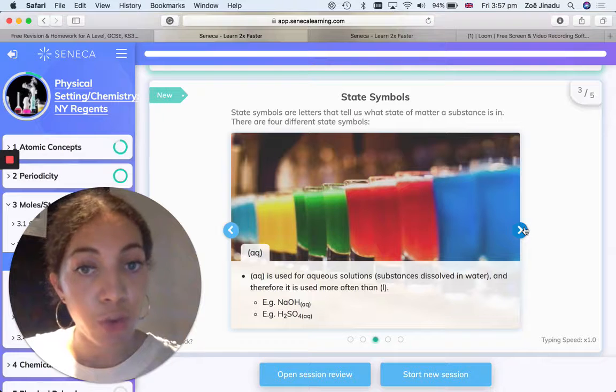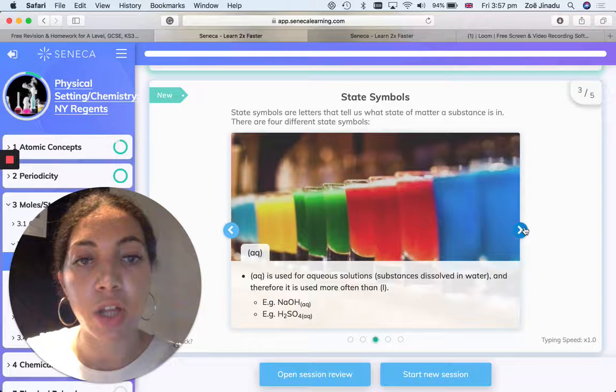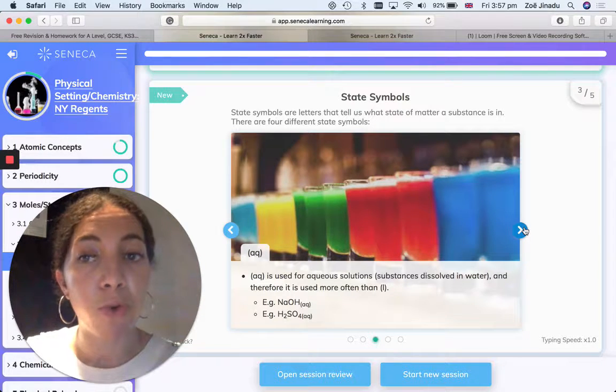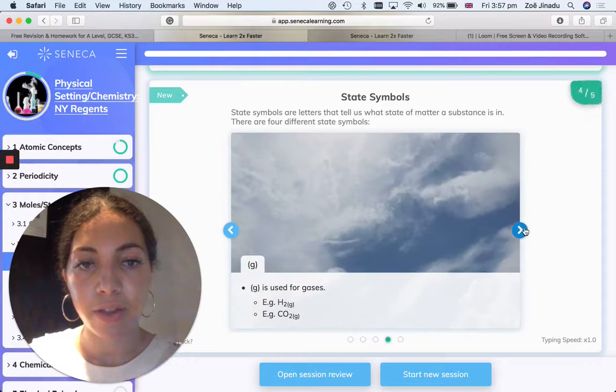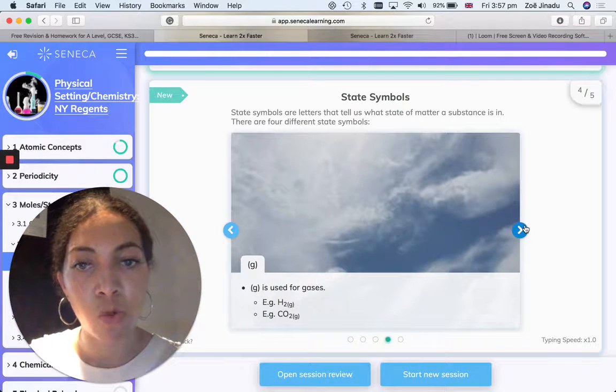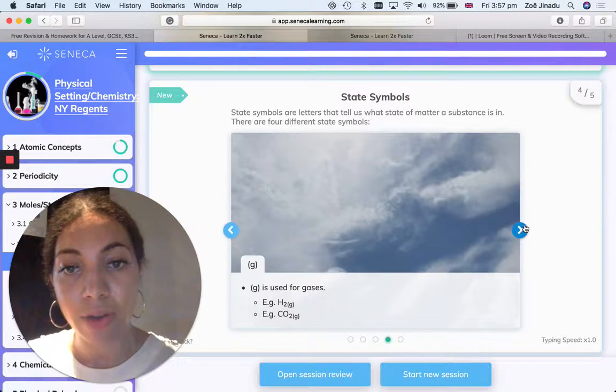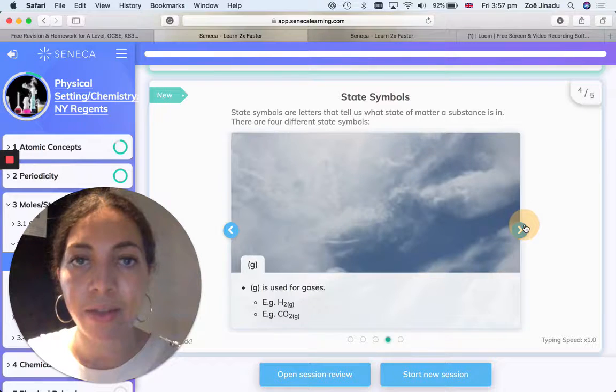Aqueous, aq, is used for aqueous solutions, which is substances dissolved in water, and therefore it is used more often than l, liquid. For example, NaOH aqueous and H2SO4, also aqueous. g, small g, is used for gases, for example, H2 gas and CO2 gas.